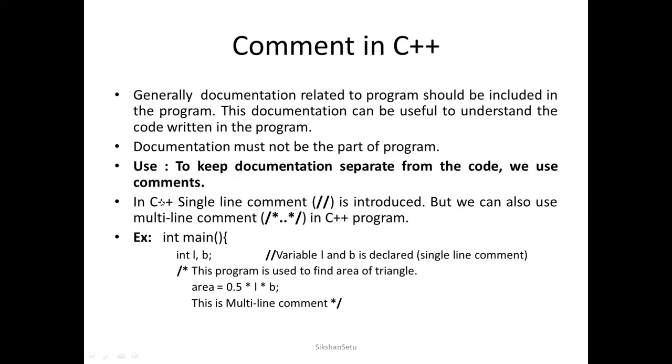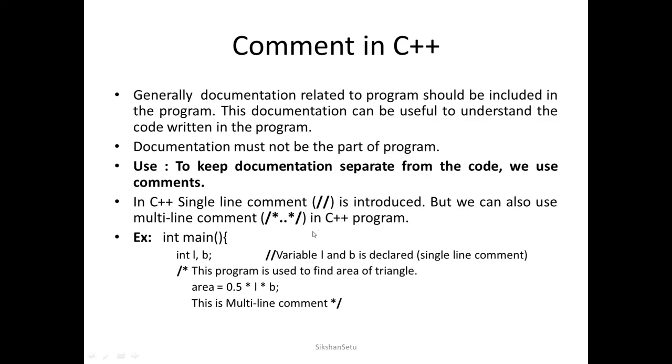So how can comments be used? Basically, in C++, a single line comment can be added by writing two slashes. That means a comment. This is a single line comment. Here you can see in the program that the statement integer L and B is written, and I need to write documentation that the variables L and B are declared. Only this line is to be commented, so I have used a single line comment.